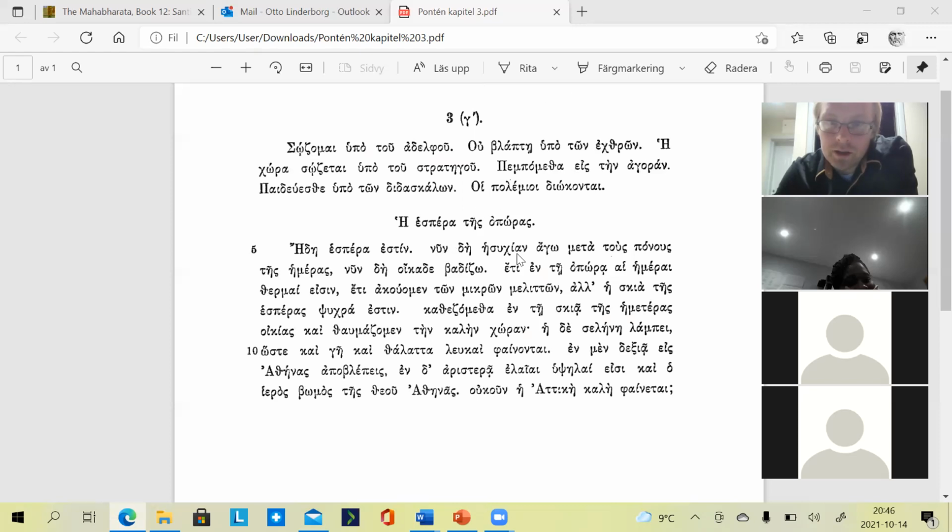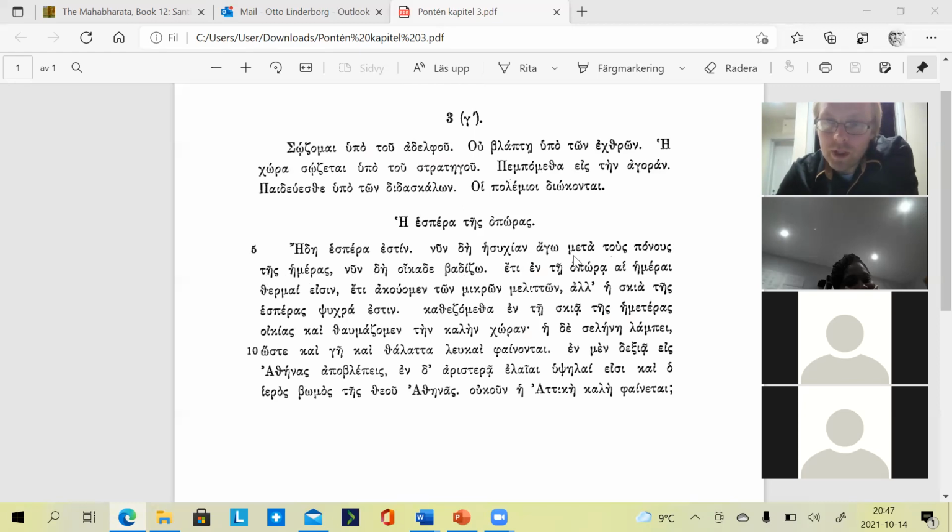So nyn de hesychian ago. If you start with that, what does nyn mean? It means now. Nyn means now. And de is a particle, like an emphasizing particle. So it's just like really or truly or something like this. Now I really rest, or you can just say now I rest. Nyn de hesychian ago. Now I rest. And then meta tous ponous tes hemeras. So meta is a preposition. And when it stands together with an accusative, like here, you have an accusative that follows this.